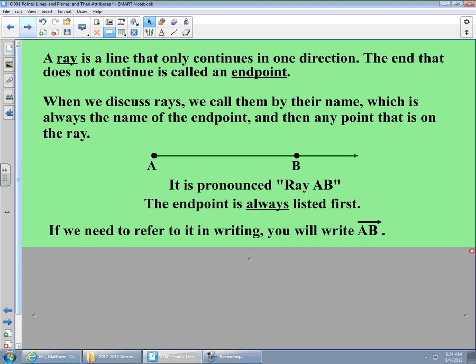We have a symbol for this one also, as you might have guessed. When you write it down, you can name the 2 points. Remember, the end point goes first, and then any other point that is out on the ray. And the little symbol that goes over the top of it, again, a little line, but only an arrow. And of course, the arrow is pointing in the direction that the ray is going. A does not get the arrow because A is the end point. B gets the arrow because that's the side that continues on infinitely.